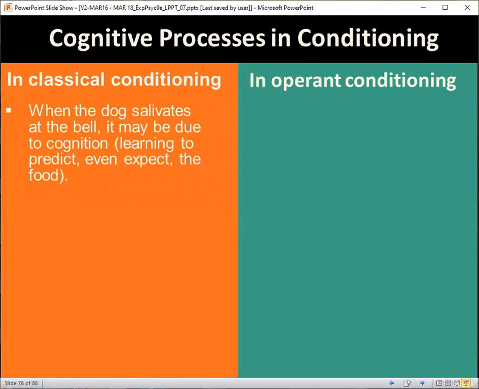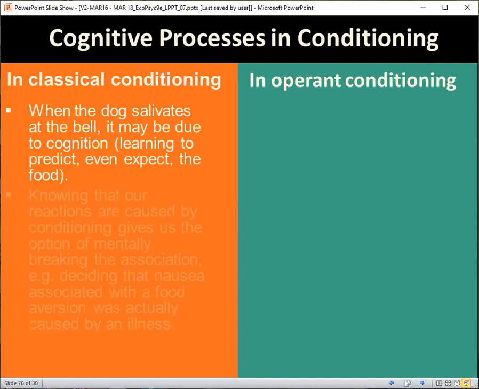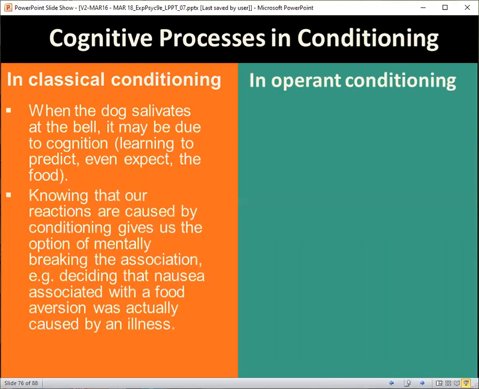In classical conditioning, when the dog salivates at a bell, it may be due to cognition, learning to predict, even expect that food. So what they're suggesting here is that there may be a little cognitive stuff going on when we see classical conditioning. Knowing that our reactions are caused by conditioning gives us the option of mentally breaking the association, deciding that nausea associated with food aversion was actually caused by illness.